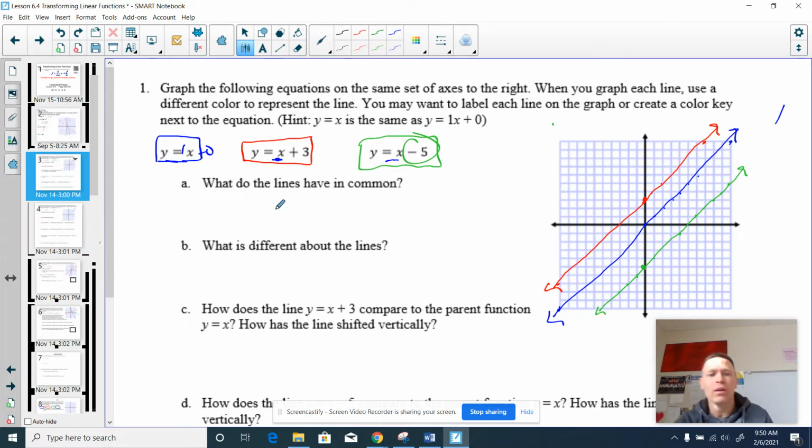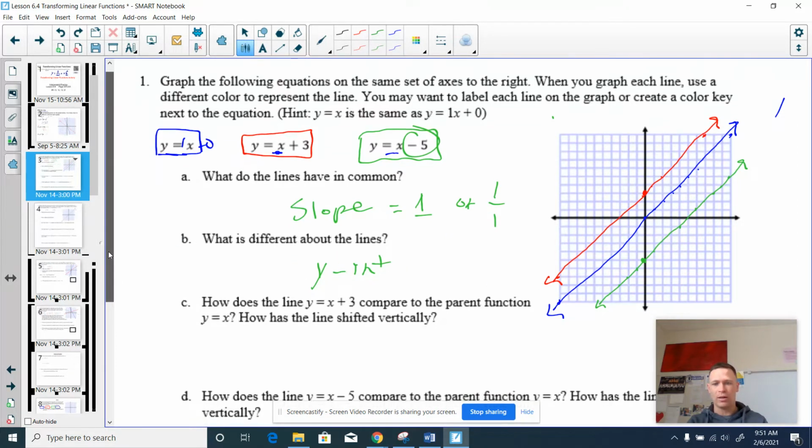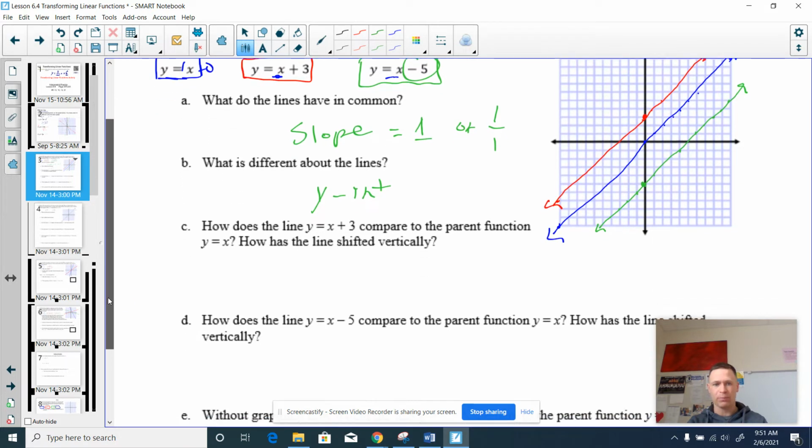Now we have some questions that we have to answer about this. This is what the lines have in common. What they have in common is the slope. They all have the same slope. Slope is equal to 1, or 1 over 1, same thing. What's different about the lines? Well, the difference is the y-intercept. That's what's different about all of these. Now we're going to investigate how that actually makes a difference in the graphs.